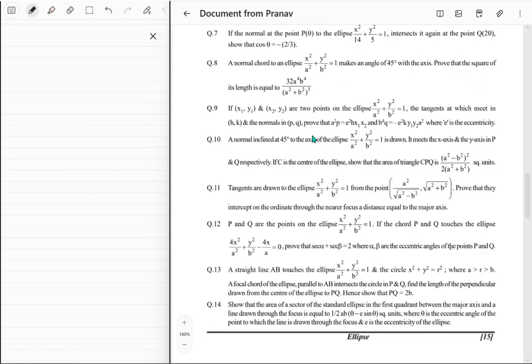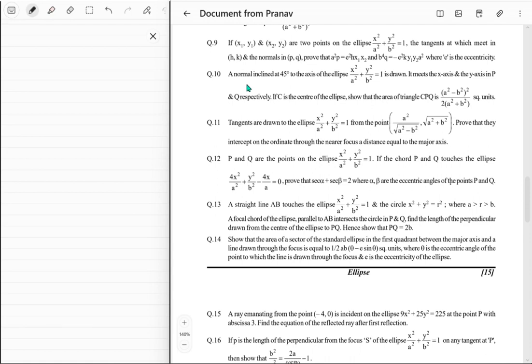Okay, fine. So 10th question, let's do it. A normal inclined at 45 degrees to the axis of this ellipse is drawn. It meets the x-axis and the y-axis in P and Q. If C is the center of the ellipse, show that the area of triangle CPQ is this thing. Oh, so the normal is at slope 1, meets the x-axis and y-axis in P and Q, huh? Okay, fine. C is the center of the ellipse. Show that the area is given by this thing. Okay, I guess it's not that bad. Okay, it can be bad.